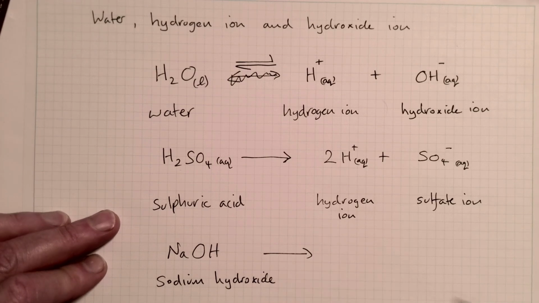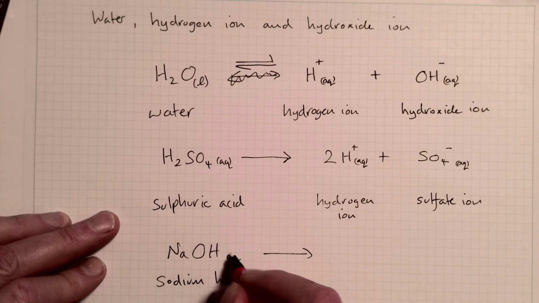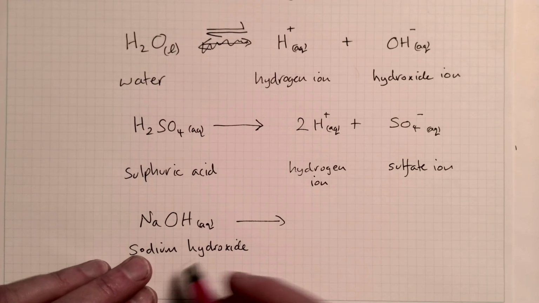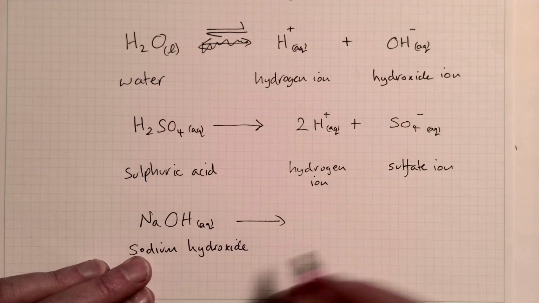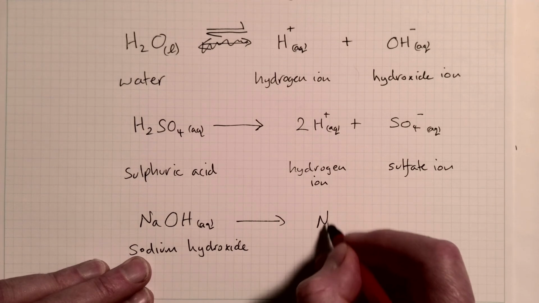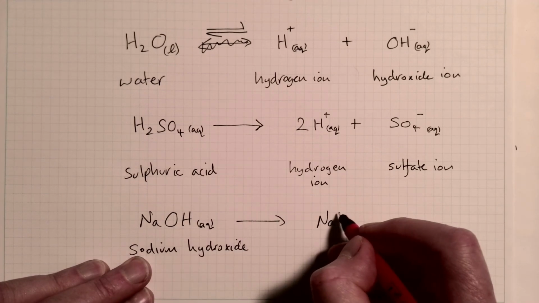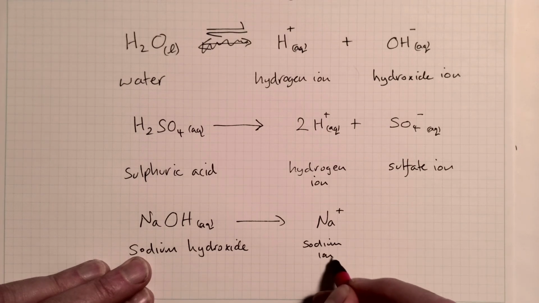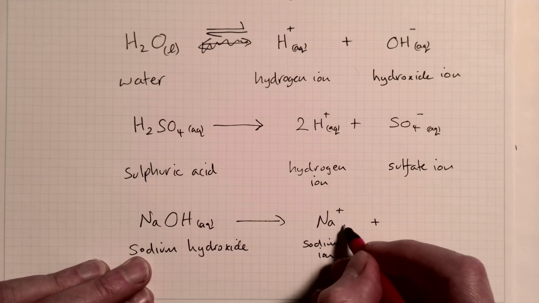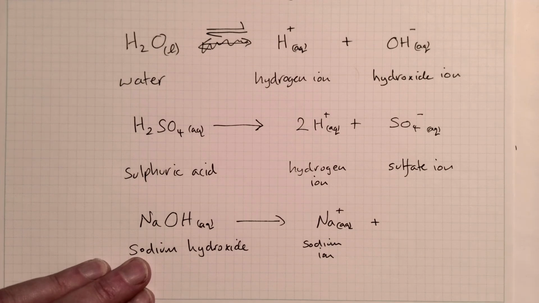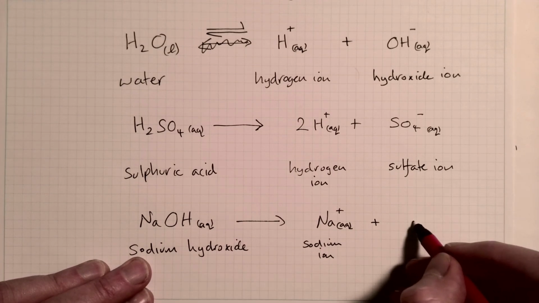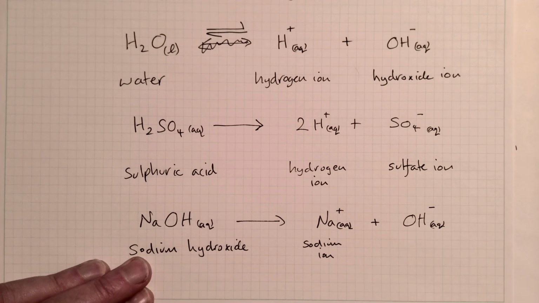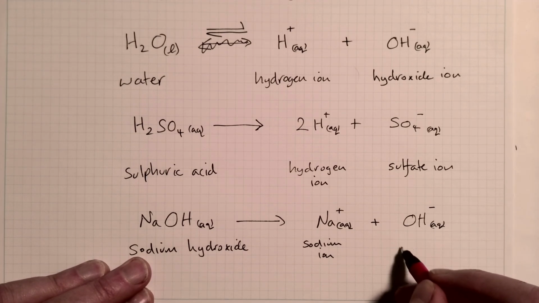Okay. And again, I'm going to dissolve it in water. Sodium hydroxide is normally a solid salt. I can dissolve it in water. And what happens when I dissolve it in water? Well, I get my positive ion this time, which is going to be a sodium ion. So this is sodium ion, and that's dissolved in water, of course, that's aq. And I also get a hydroxide ion. And that's dissolved in water, aq. Okay?